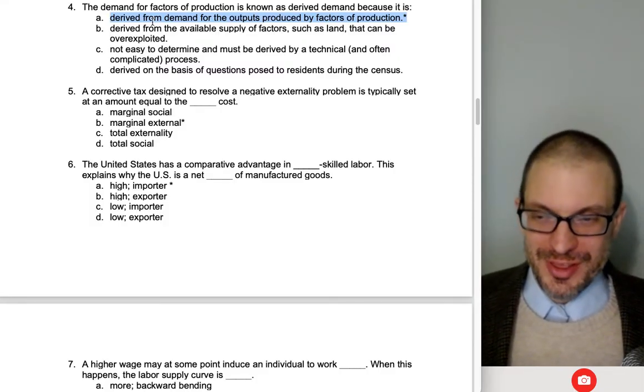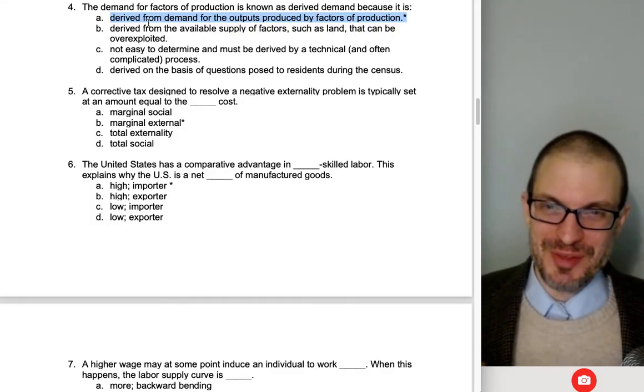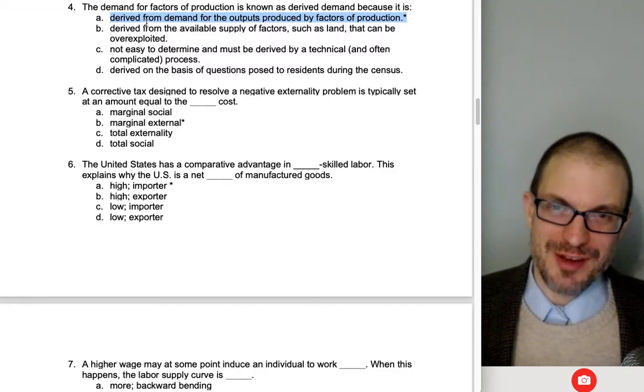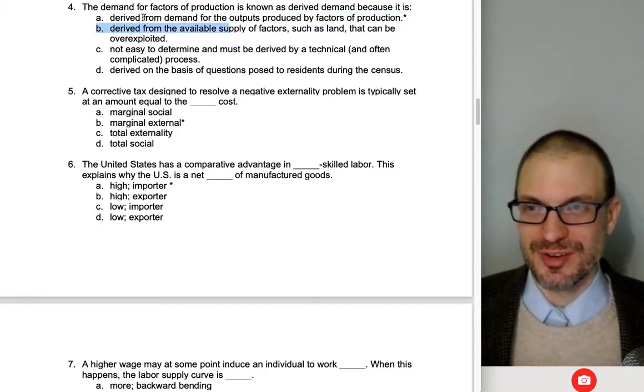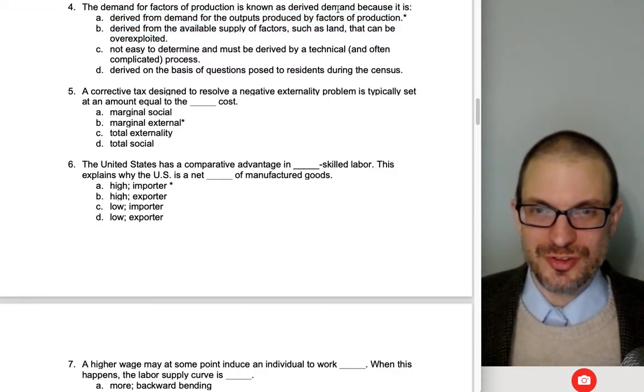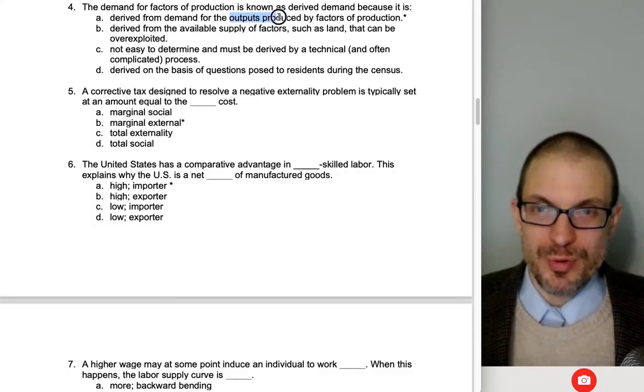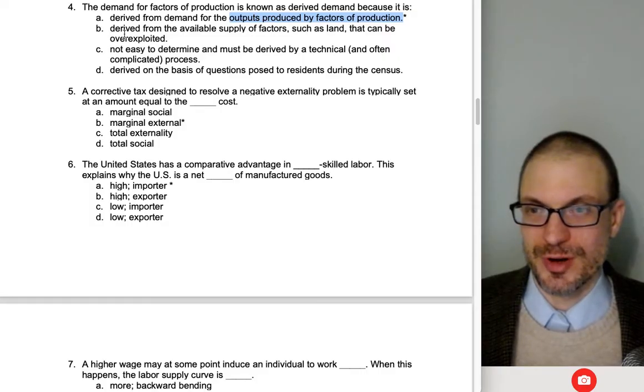But the demand for the lithium is derived from the demand for the batteries, and the demand for the batteries is derived from the demand for the electric vehicles themselves, right? Demand for the factors of production is known as derived demand because it's derived from the demand for the outputs produced by the factors of production.